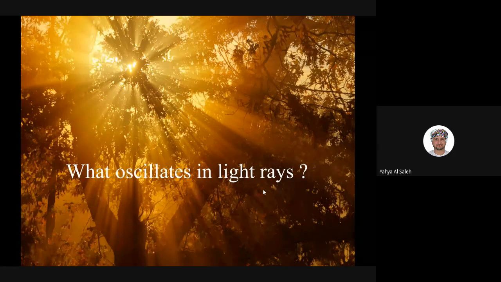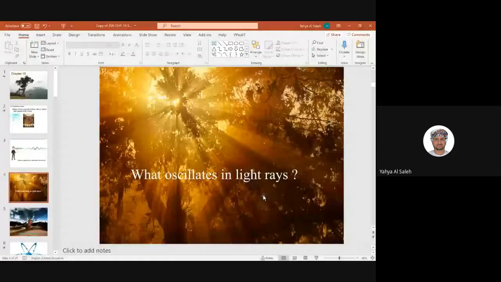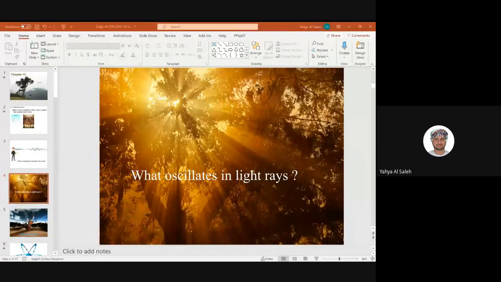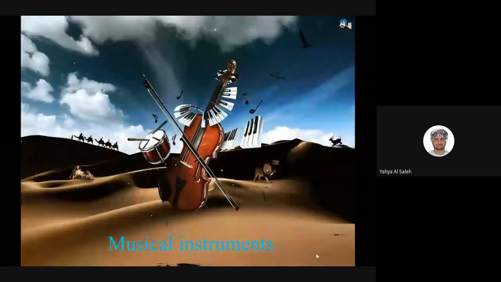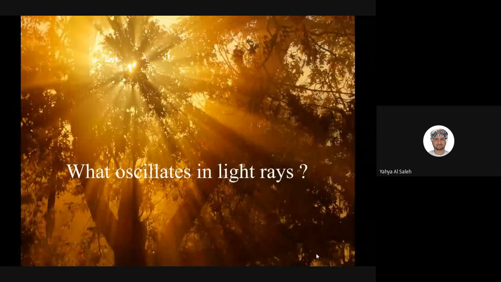So what oscillates in light rays, for example? Do you know? Any ideas what oscillates in something like a light ray? No. Okay. Well, in light rays, we also have oscillations.